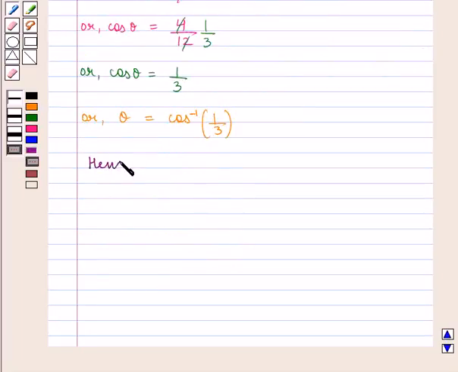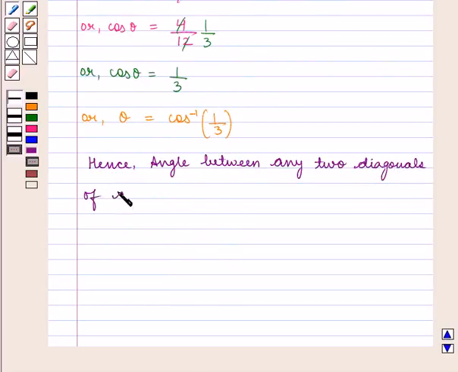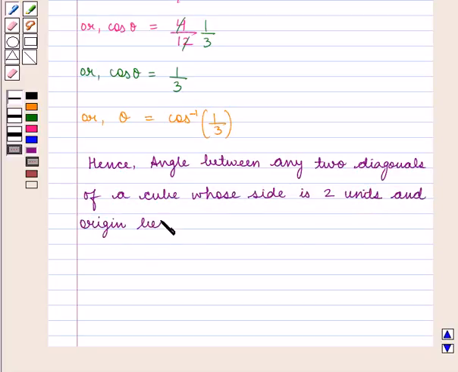Hence, the angle between any two diagonals of a cube whose side is 2 units and origin lies at the center is given by cos inverse of 1 by 3, which is the required answer.